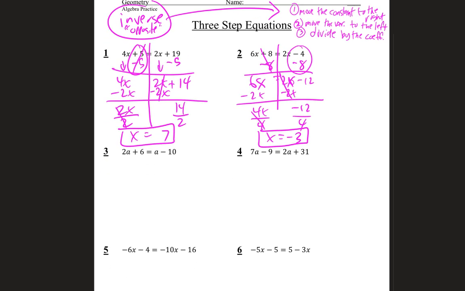Keep it moving. On number 3, this is a little tricky because we see this a over here. So let's first move the constant. The constant is 6. We know we're going to move that, so the opposite of that is negative 6.